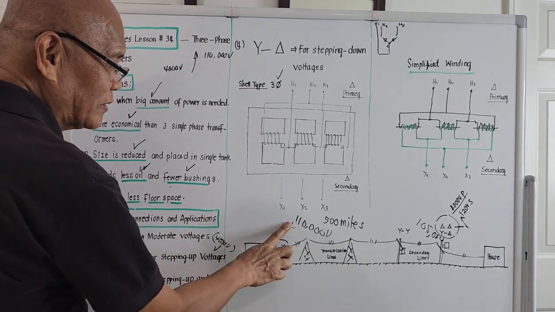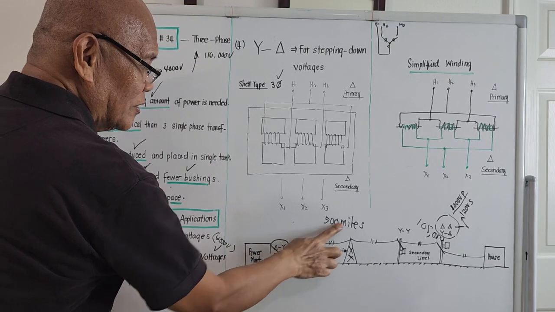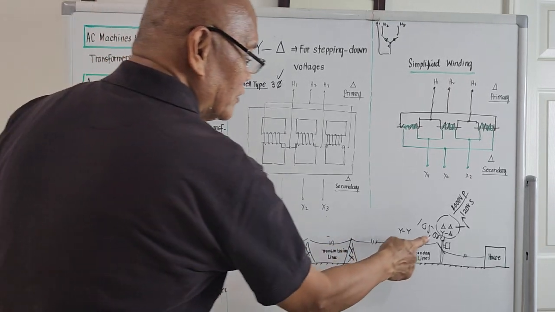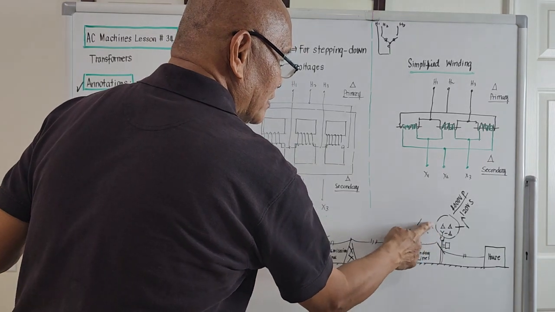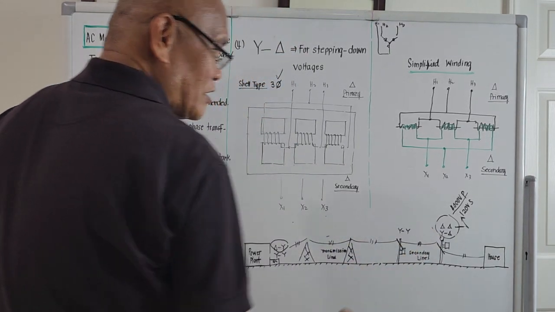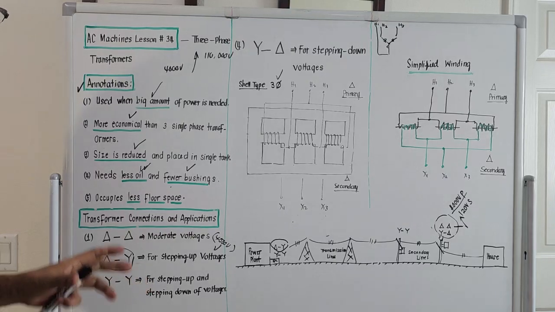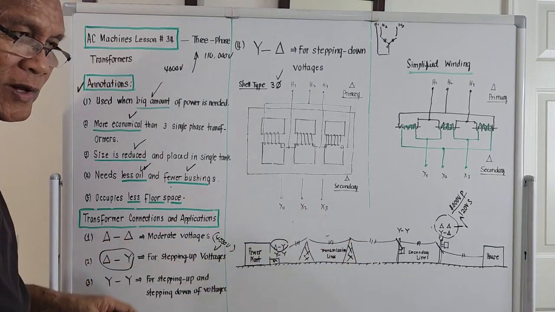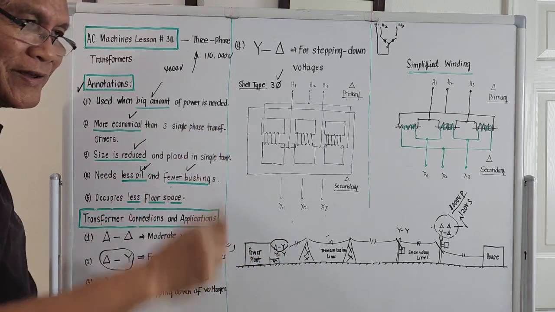Okay, I will try to erase this one so it will look good. So at least we now know why initially near the power plant, before it is fed to the transmission line, the voltage is actually very high.